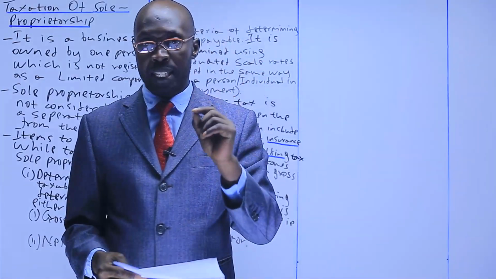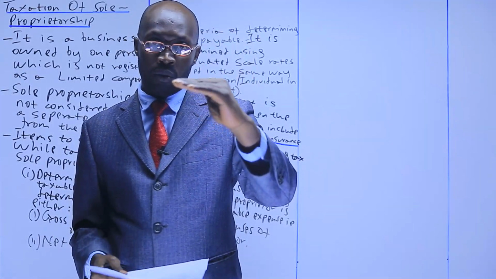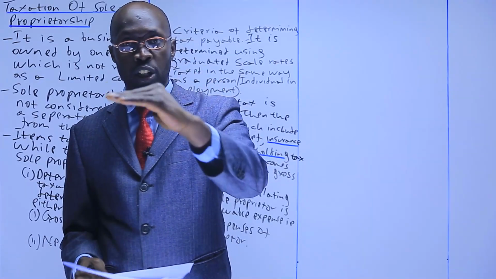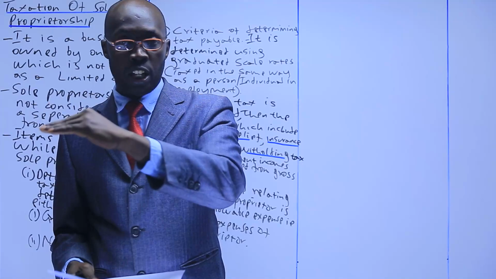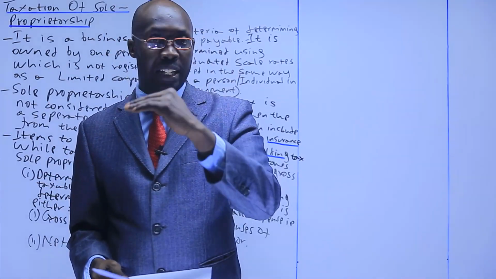Gross profit method, we said, we usually start with the sales. We subtract the cost of sales. You can remember how we said you get cost of sales: opening stock plus purchases less closing stock, minus any item that reduced the stock during the year. We get the cost of sales. Then sales minus cost of sales, we get gross profit.